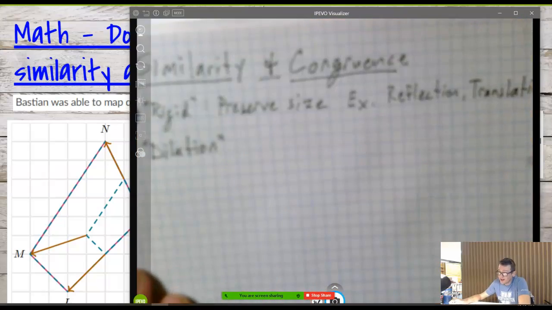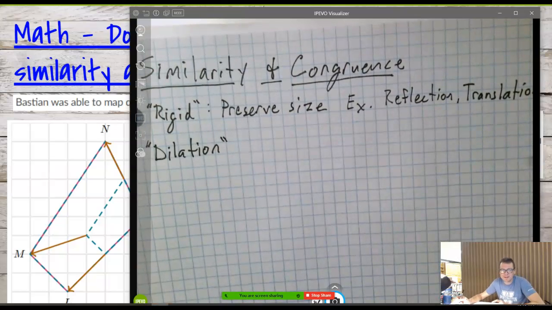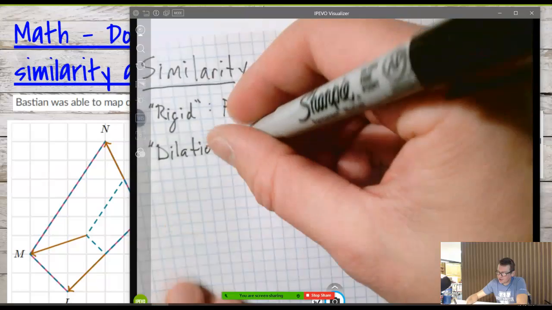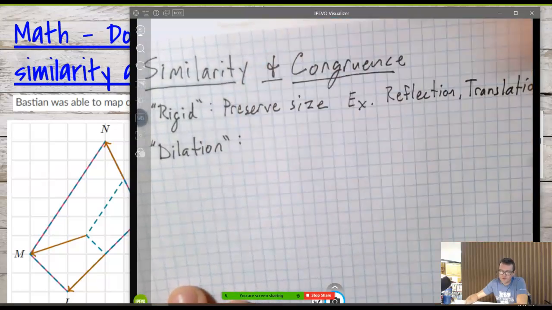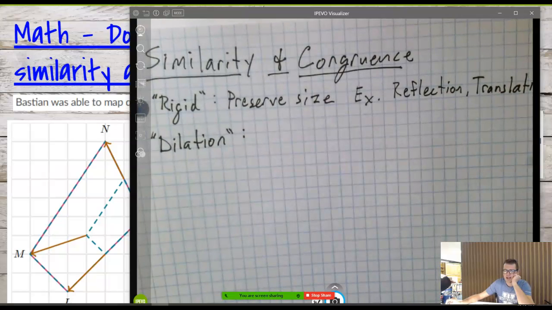Anyone ever been to the eye doctor? Yeah, so you said it at the same time as me. Your eye doctor puts drops in and it dilates your pupils. So dilation, who can define this for me? How can we define dilation? We know it changes size, but how?